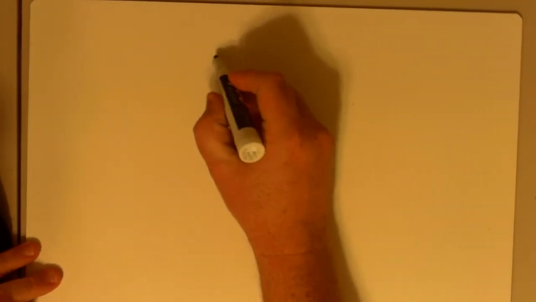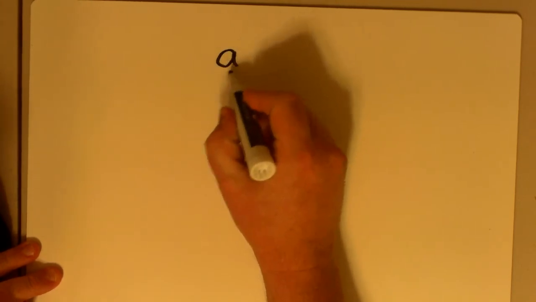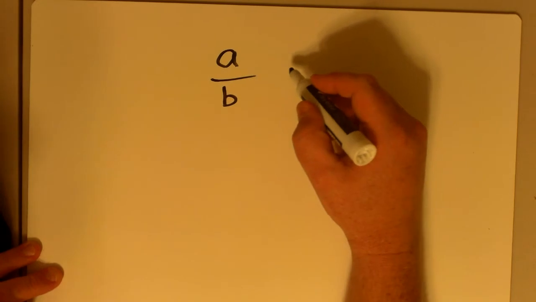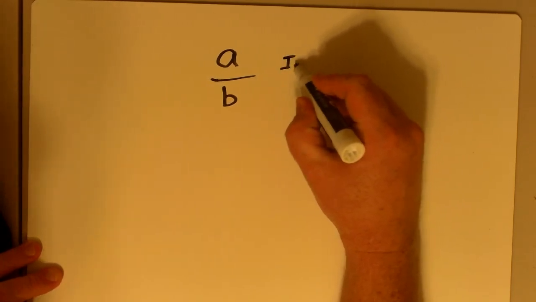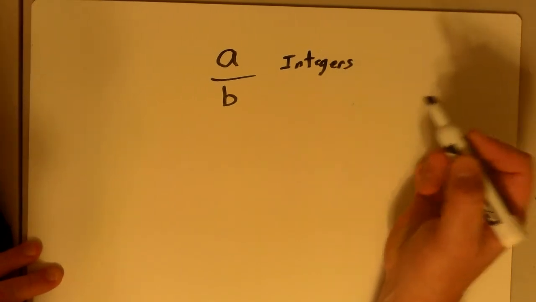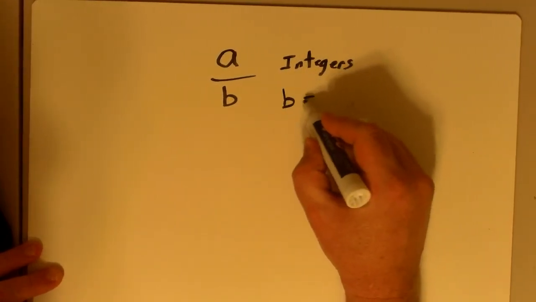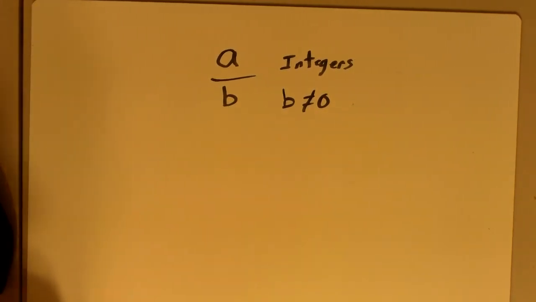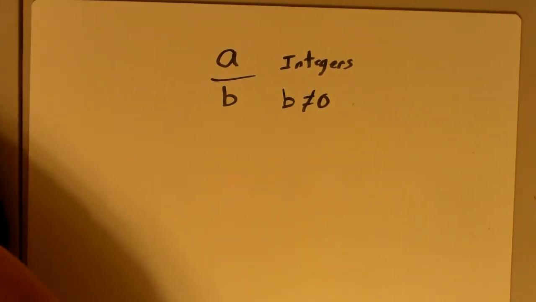A rational number is any number that can be written in the form of A over B, in which A and B have to be integer values, and B cannot equal 0. So any number that cannot be written in that form is not considered a rational number.